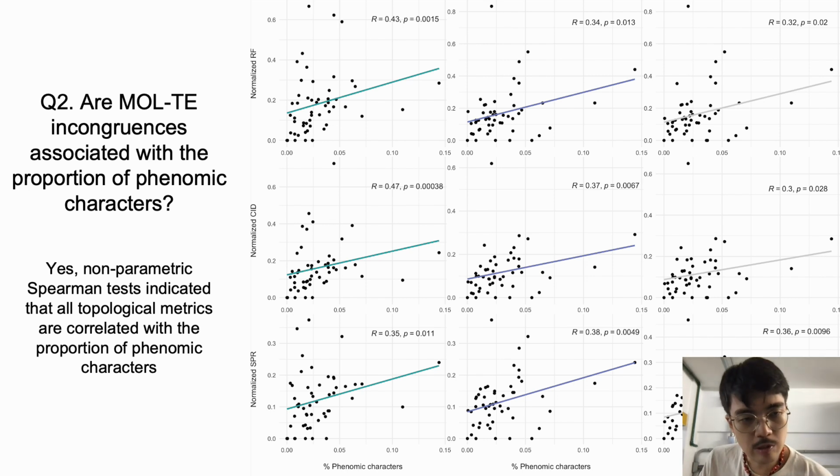The second question is, are molecular and total evidence incongruences associated with the proportion of phenomic characters? We had the hypothesis that the more phenomic characters we have, the more the impact of phenomic evidence on total evidence trees. And our results using non-parametric tests indicated that all topological metrics are correlated with the proportion of phenomic characters in our analyses, in our optimality criteria, with or without fossils.